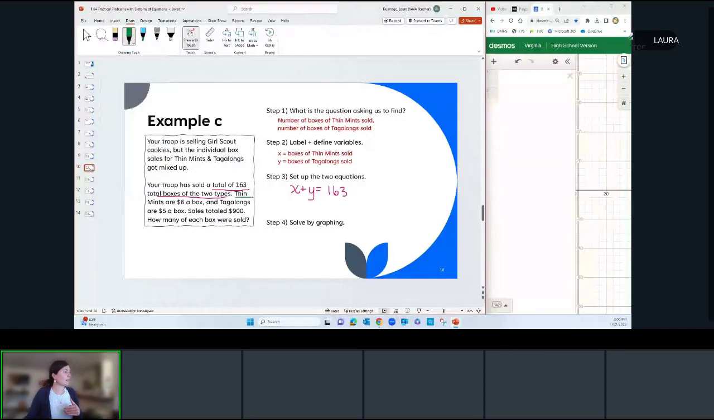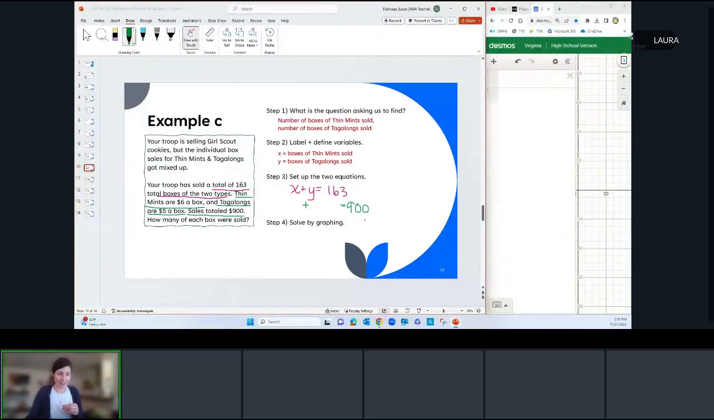Thin Mints are $6 a box. Tagalongs are $5 a box, and all that money totaled $900. So I know that when I add two terms together again, I'm going to get 900. But instead of adding X plus Y, we can't just do that now. X plus Y is how many boxes were sold.